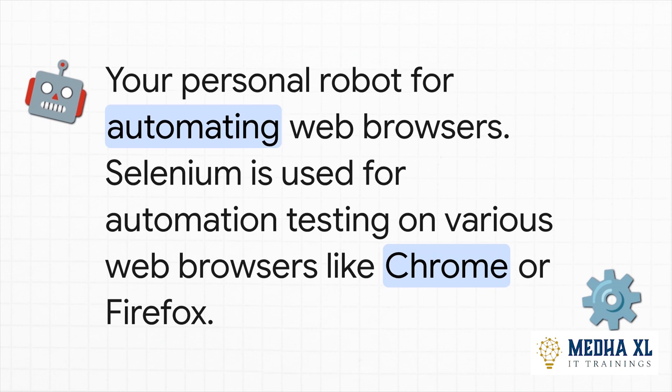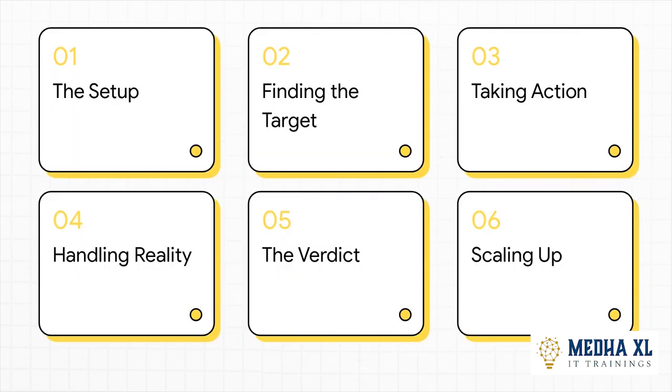Okay, so to really get this, we're going to follow the life of a test script from start to finish. We'll kick things off with the setup, then we'll figure out how to find our target on the page. After that, we'll actually do something, then deal with the chaos of the real-world web. Then comes the moment of truth, the verdict. And finally, we'll talk about how to take this from one script to a whole bunch.